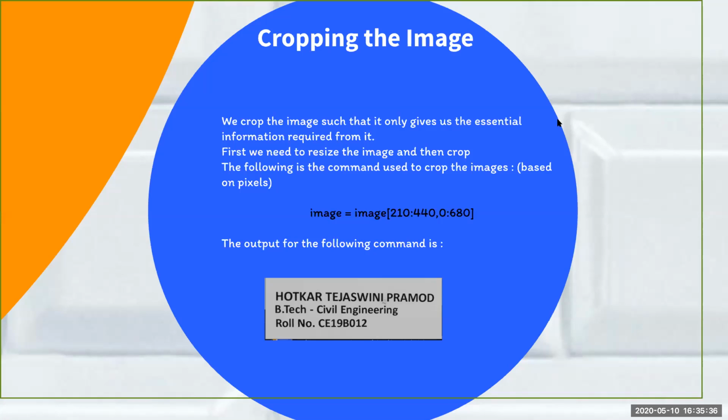So we'll crop the image in such a way that we only get the important information which we want to produce as the output. Using the pixel values, we'll only get the information which we need, that is, the information regarding the ID card holder. So now we get a final image, and we use this command to crop that image. The final output of the image is given below, which only gives the information of the certain ID card holder. So this is about the implementation.